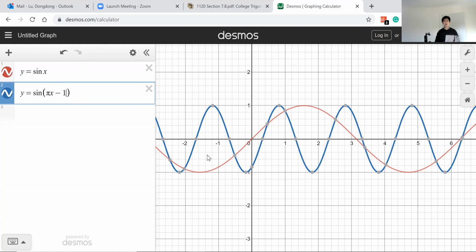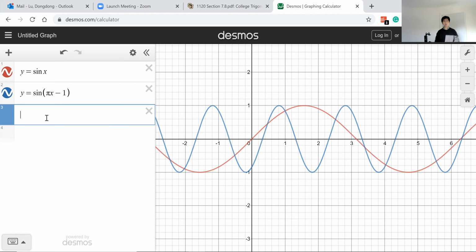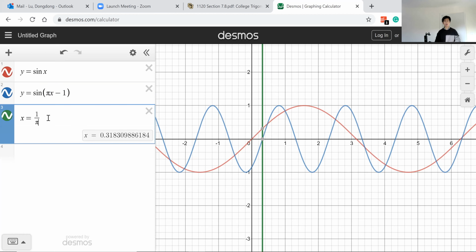Minus 1. Okay, this is a blue line. Can you tell me where the period starts? It looks very complex on the graph, right? It actually starts from x equal to 1 over pi. Okay. Look at this vertical line. Why does it start from here?